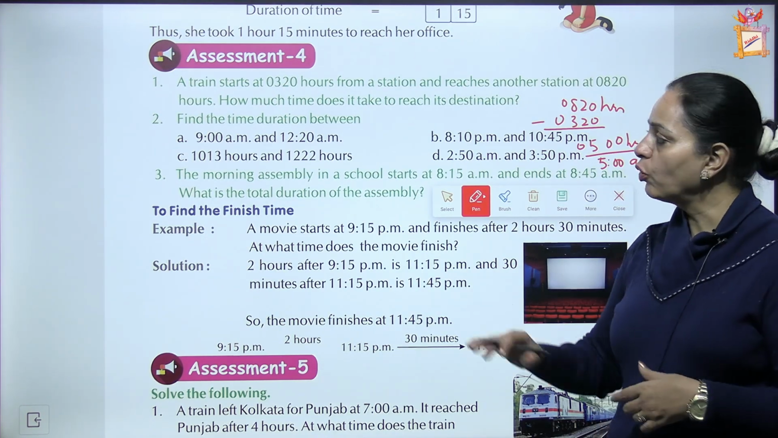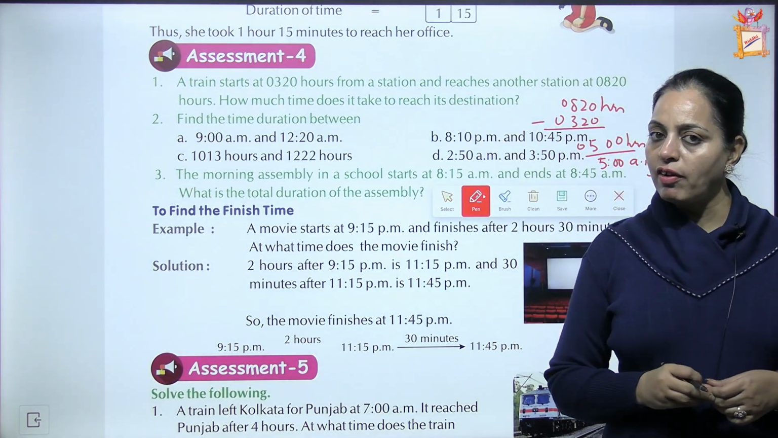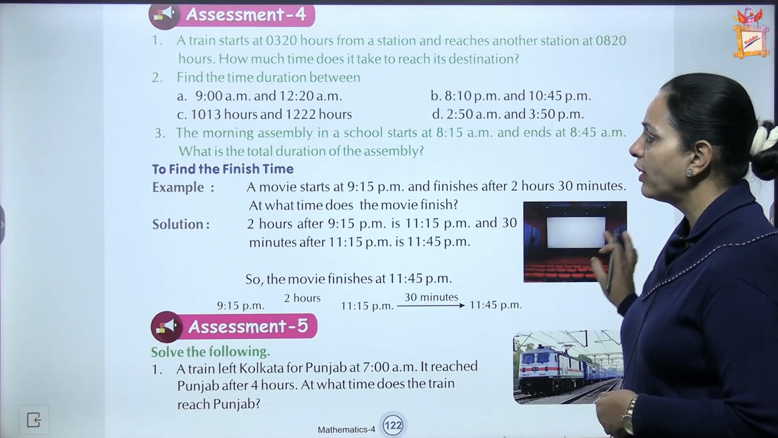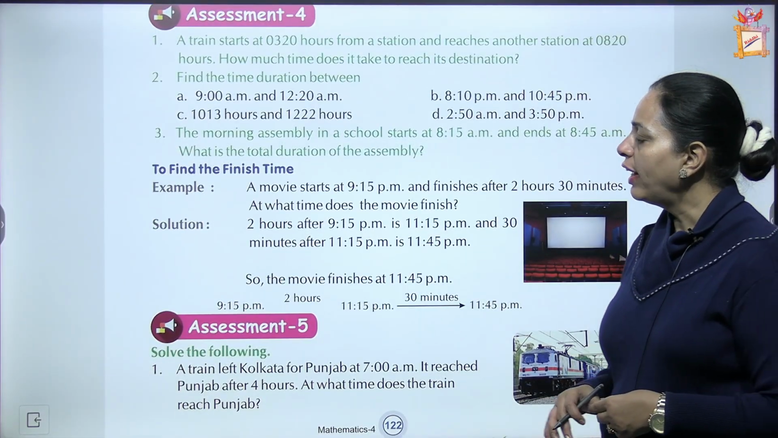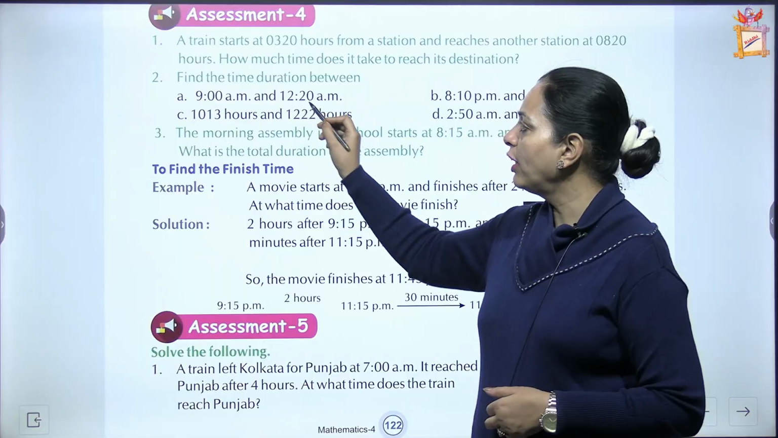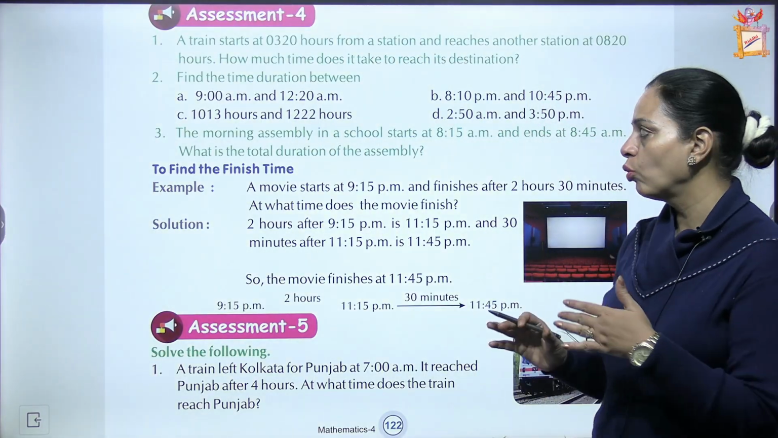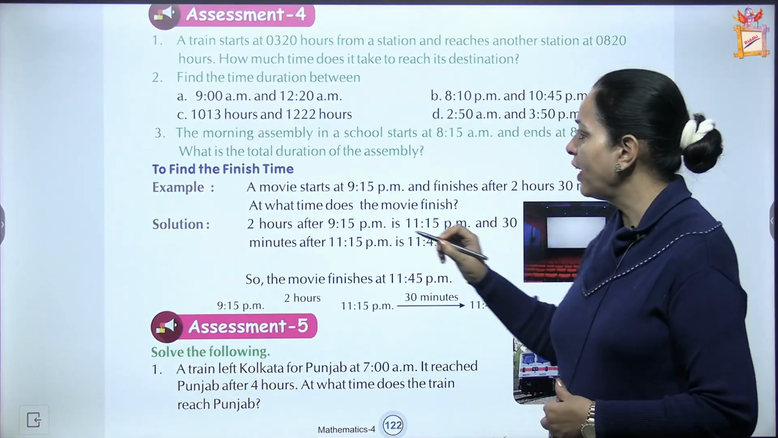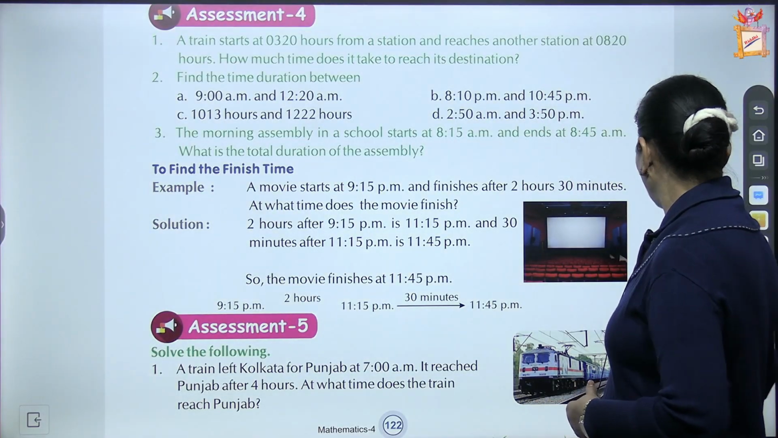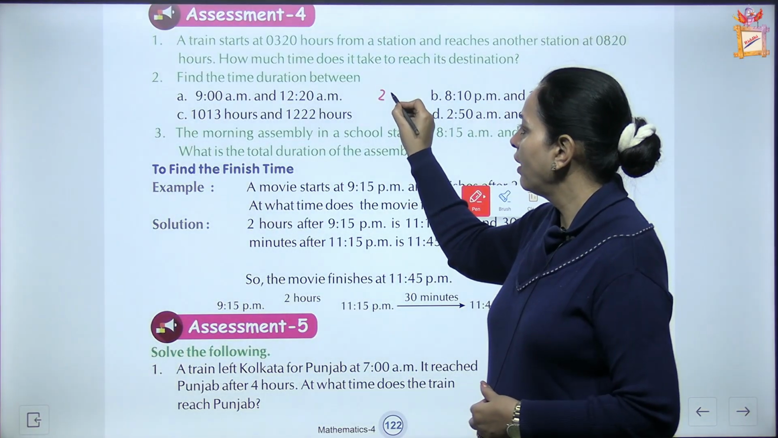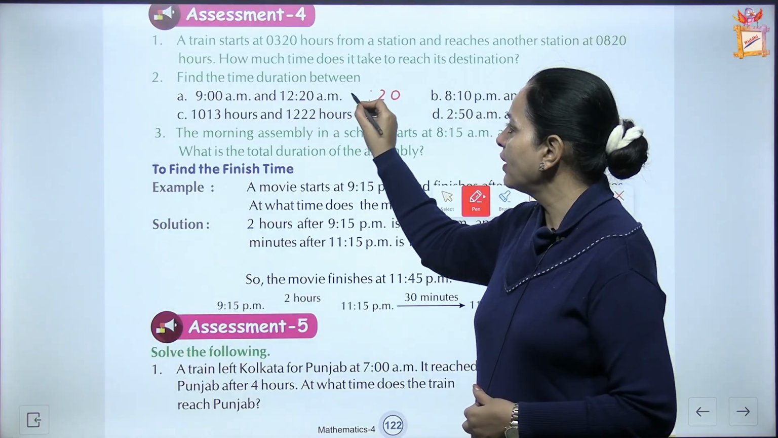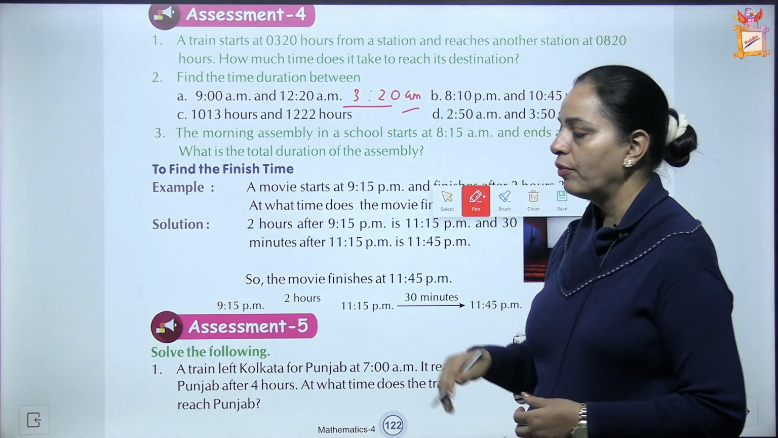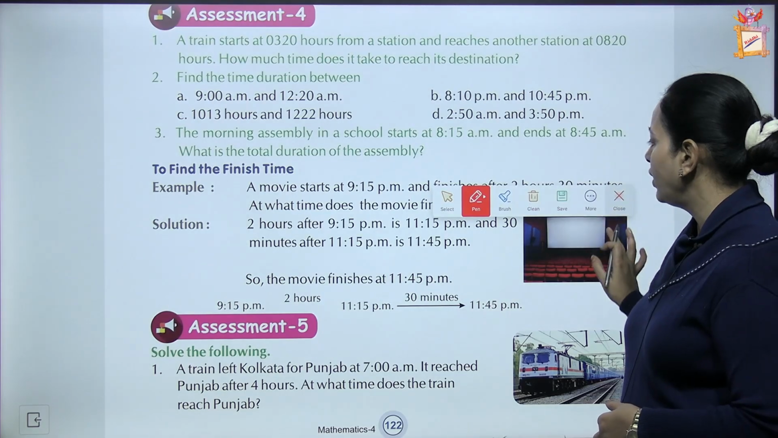Okay? Or you can convert first into 12-hour clock, then you can find the answer. Now the second one, find the time duration between, like A part, 9 AM and 12:20 AM. So we will subtract both. 20 minus 0 minutes. What will you get? You will get 20, and 12 minus 9, 3. So 3:20 AM. Right? Similarly, you can try remaining parts.